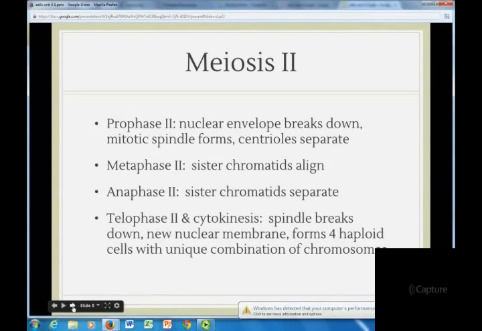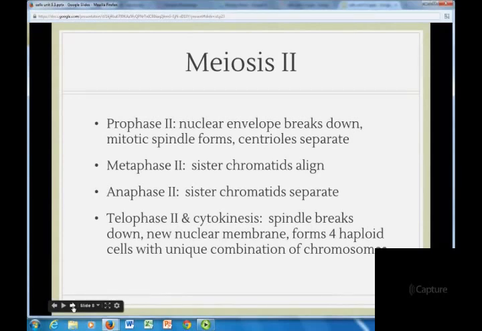In meiosis 2, we have those same 4 phases again. In prophase 2, the nuclear envelope breaks down and the mitotic spindle and the centrioles separate. In metaphase 2, the sister chromatids are going to align. So you had the homologous chromosomes align in meiosis 1, the sister chromatids align during meiosis 2. In anaphase 2, the sister chromatids will separate.